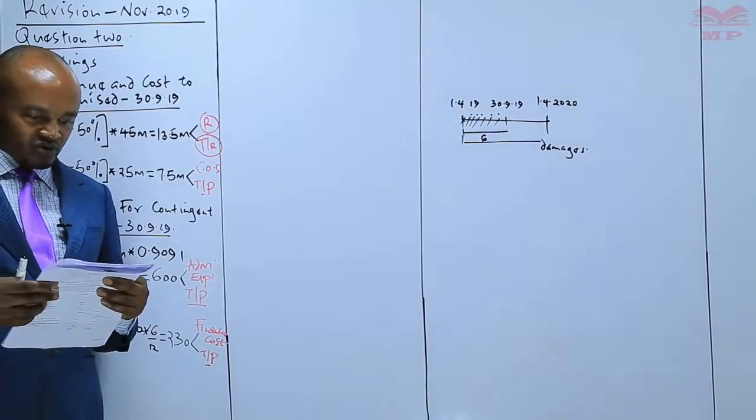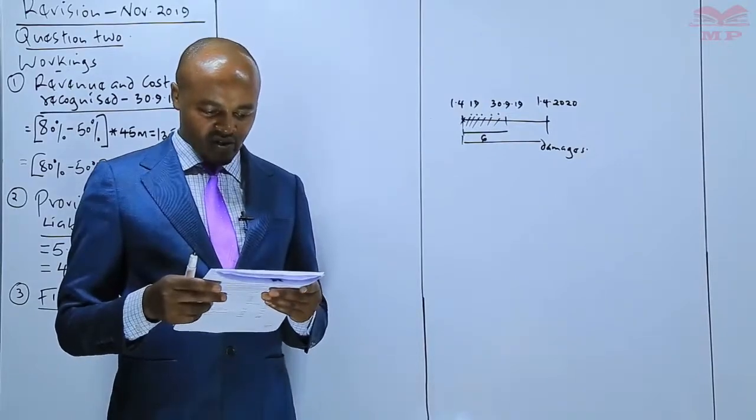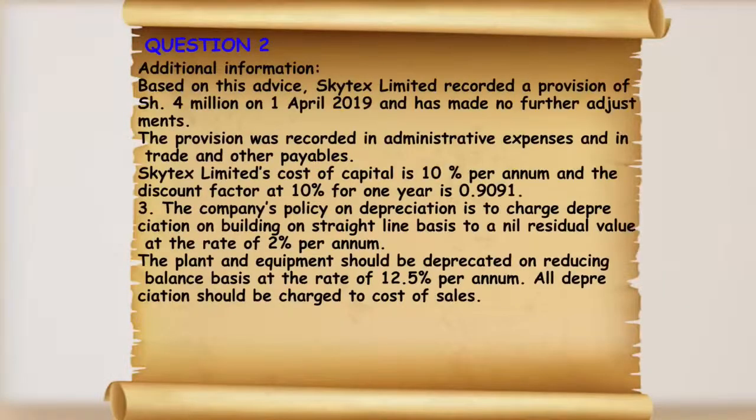So let's move to the other note, that is note number 3. Note number 3 is about depreciation, which is a little bit simple. We are told the company's policy on depreciation is to charge depreciation on buildings on a straight line basis to a nil residual value at the rate of 2% per annum. And then we are told that plant and equipment should be depreciated on a reducing balance basis at the rate of 12.5%.